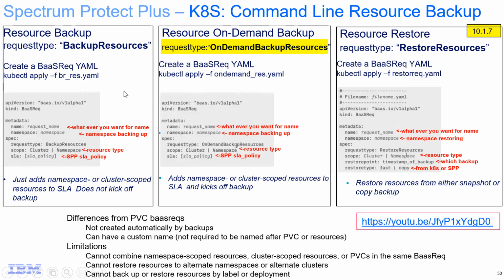Versus an on-demand backup resources request type, which would add the namespace or cluster scoped resources to that SLA and kick off the backup. We also have a restore resources request type, which will restore the resources from either a snapshot or the copy backup. Remember, the snapshot backup is inside of the Kubernetes or OpenShift environment, whereas the copy backup has been copied to Spectrum Protect Plus and is resident in the vSnap.